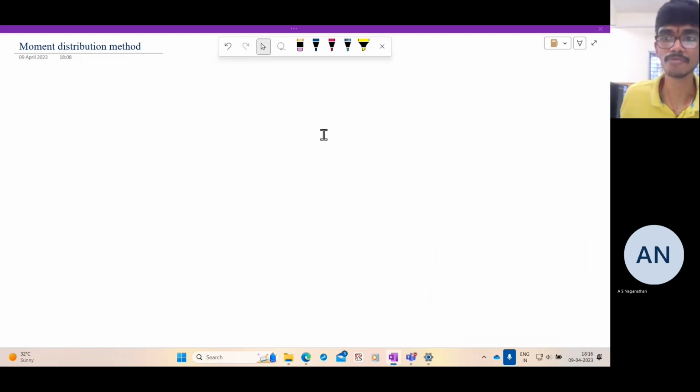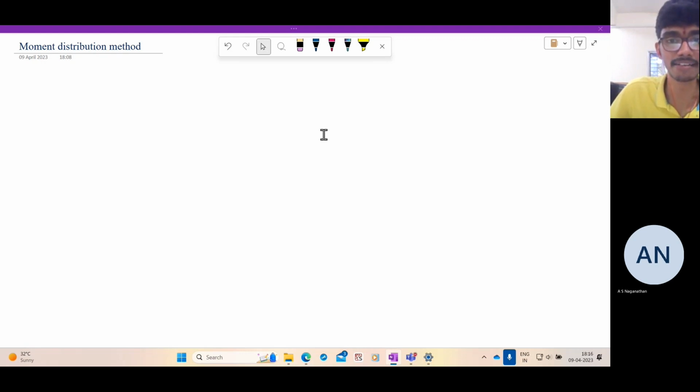So welcome to the 10th problem solving session for structural analysis course. In the past few weeks, we have been looking at various methods of analysis of statically indeterminate structures. So today we'll be looking at a displacement method of analysis, which is the moment distribution method.